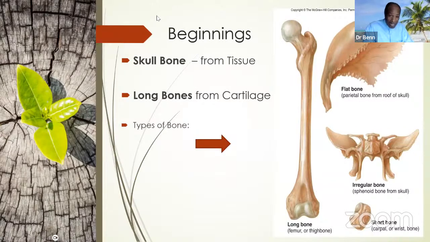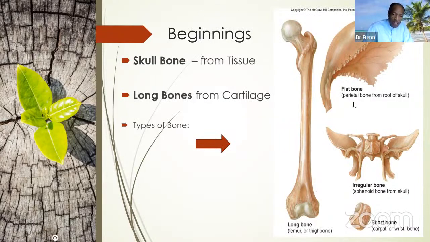Well, the beginnings of bones. The bones come from 2 basic beginnings. One is from tissues or membranes, and that would be like our skull bones or head bones. Those bones come from a membrane or membranous tissue. And then our long bones come from cartilage. So 2 basic beginnings, but their hardness after they have matured is the same, those bones from the tissue and those bones from cartilage.